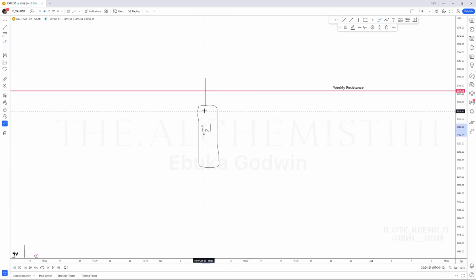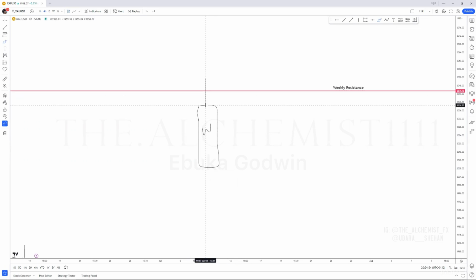Let's say weekly tapped into the weekly resistance and then closed below it. Remember a rejection. This is a rejection from the level. What we need to see is weekly closing below the weekly resistance like this. So that right there is the first factor that we need to take into consideration. Weekly closes below a weekly resistance. There goes your first one.